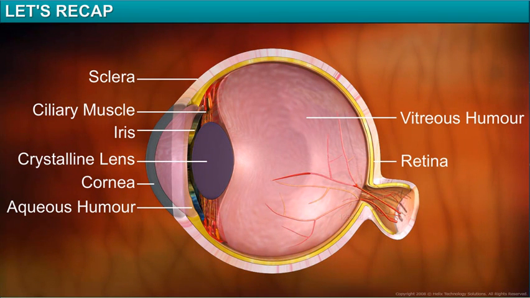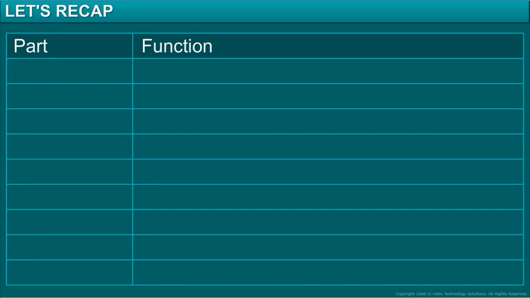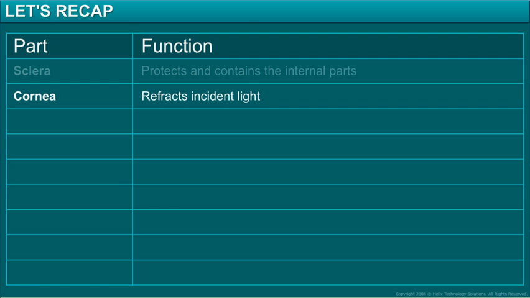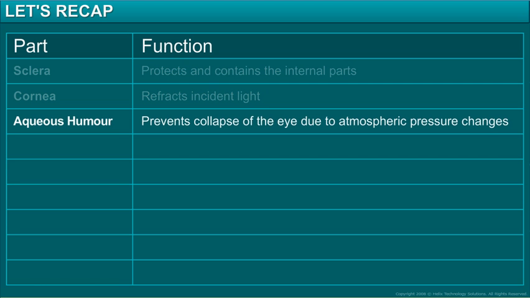This brings us to the end of this module. In this module, you have learned that the major parts of the human eye and their functions are: sclera, protects and contains internal parts. Cornea, refracts incident light. Aqueous humor, prevents collapse of the eye due to atmospheric pressure changes.